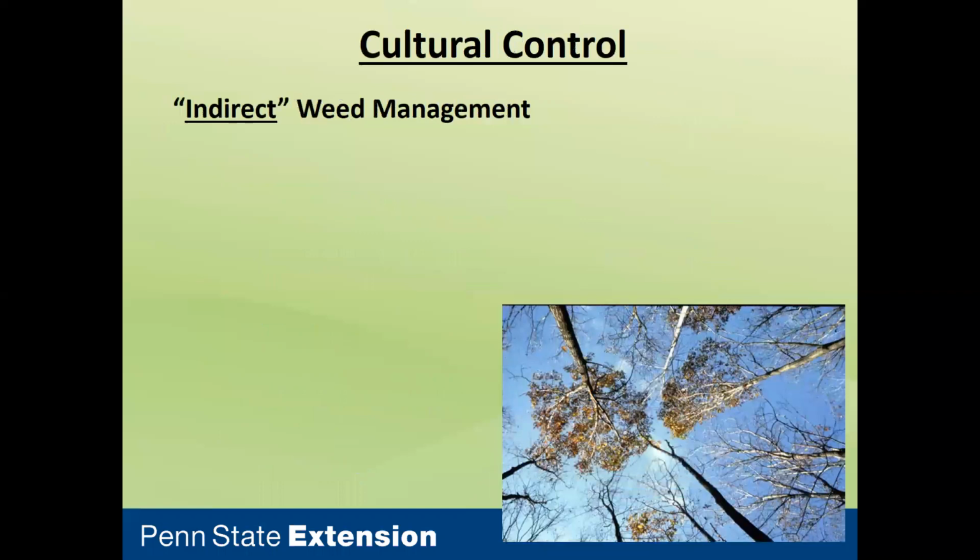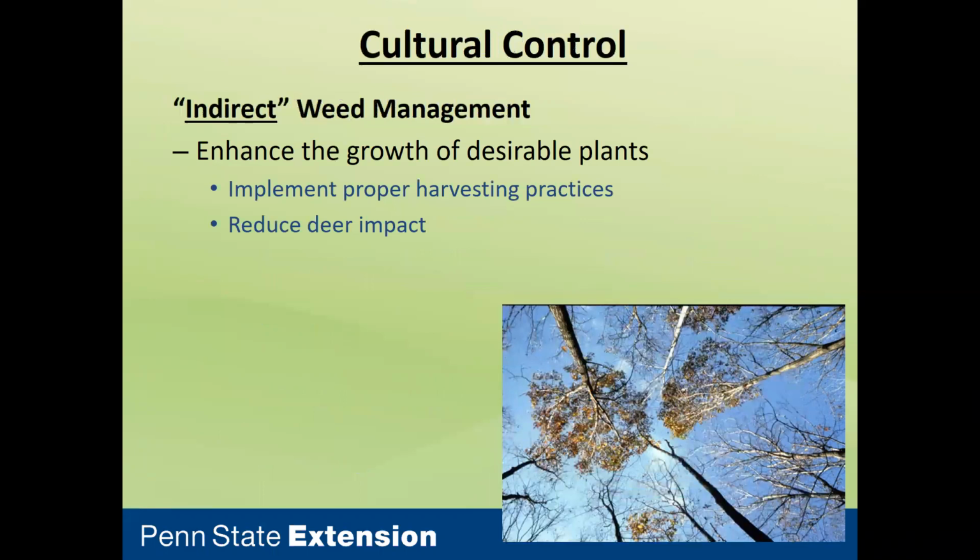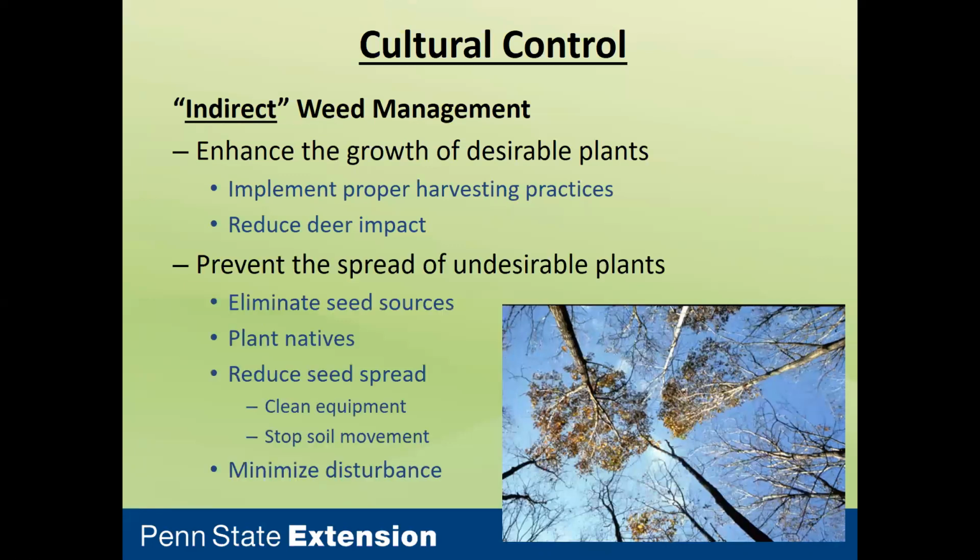So cultural control, I like to call this indirect weed management. So it's things like, how do we enhance the growth of the desired plants? Can we implement proper harvesting practices? Can we reduce the impact of the deer? So reduce deer numbers out there. Now the impact is lessened, and those preferred species that they desire to browse on might now have a chance to grow and develop. Can we prevent the spread of undesirable plants by eliminating seed sources?